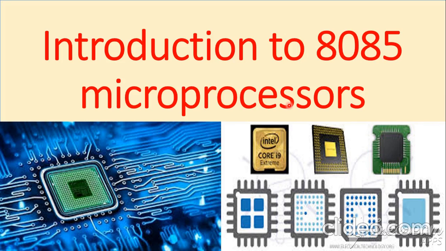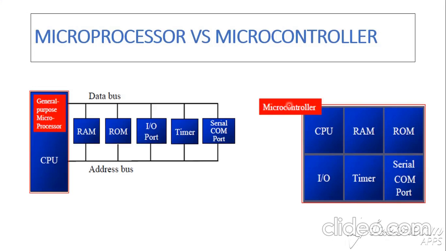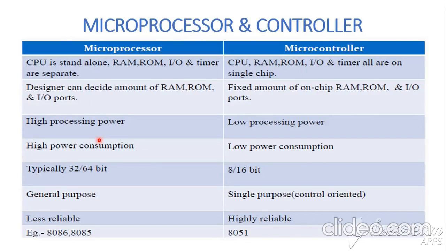Today we can have a look at 8085 microprocessors. What is the difference between a microprocessor and a microcontroller? In a microcontroller, CPU, RAM, ROM, input or output, timer, serial communication port, everything is incorporated as a single unit. But in microprocessors, RAM, ROM, input or output port, timer, serial communication port, CPU, everything are different units, and data and address from each unit is transferred to other units by means of address bus or data bus. This is the main difference between microprocessor and microcontroller.